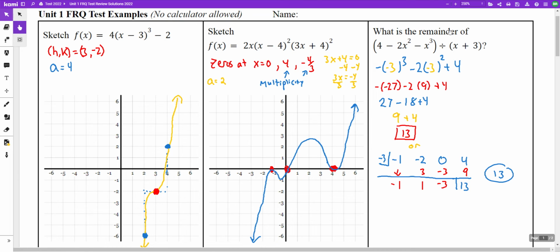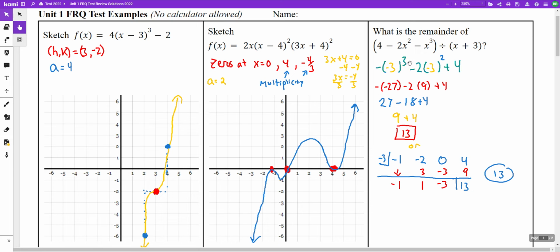Lastly, we want to find the remainder. Now you could do long division. I skipped it. There are 2 other ways to find your remainder. One of the ways is simply to plug in what makes this 0. So I plug in -3. As you can see right here, I plugged in -3. By the way, I also put it in standard form. You don't have to put it in standard form. I just wanted to for some reason.